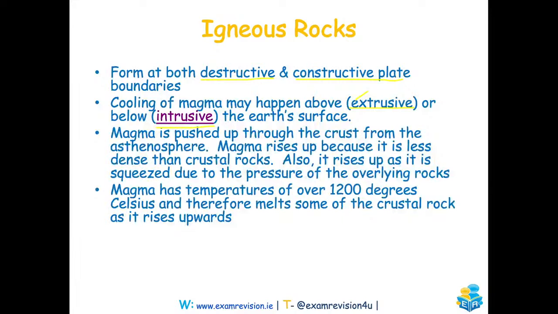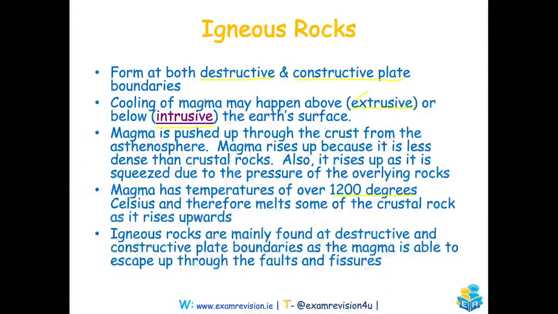Magma's temperature is about 1200 degrees Celsius, and therefore it melts some of the crustal rocks as it rises upwards. Igneous rocks are mainly found at destructive and constructive plate boundaries, as the magma is able to escape up through the faults and fissures. Fissures are just another name for cracks.